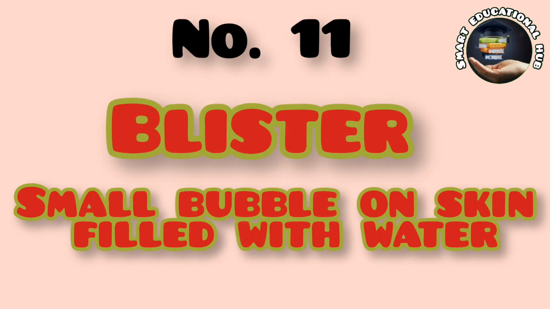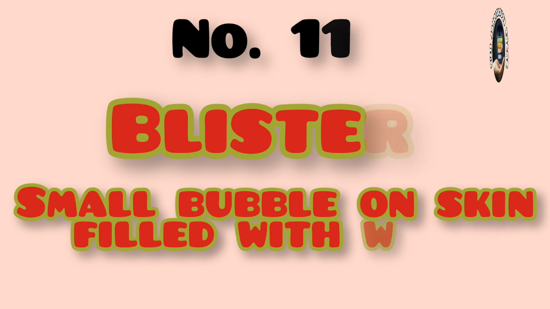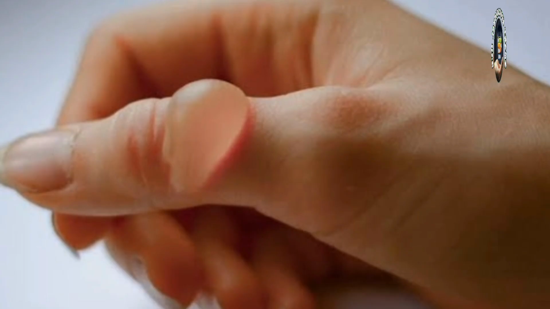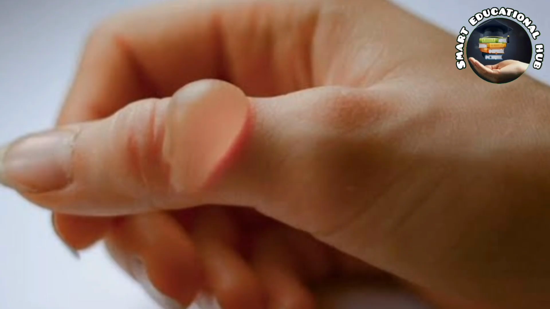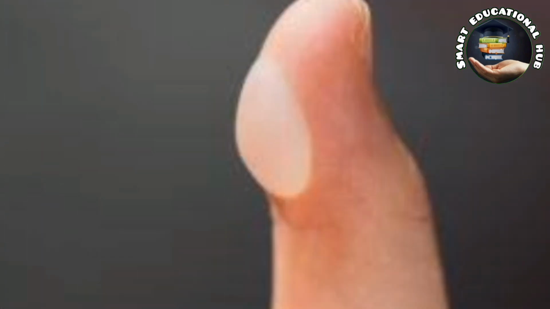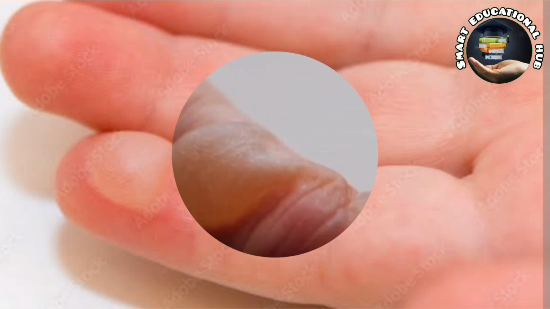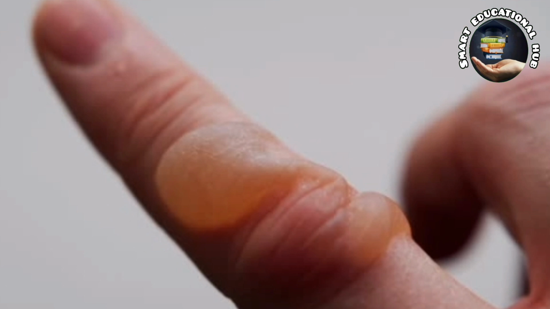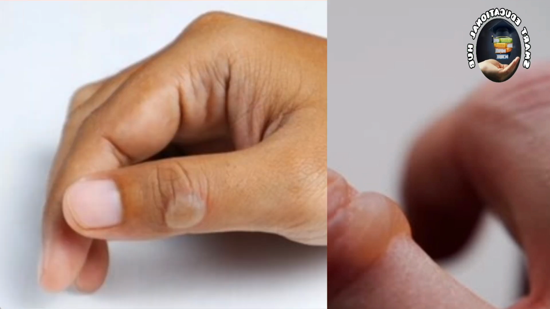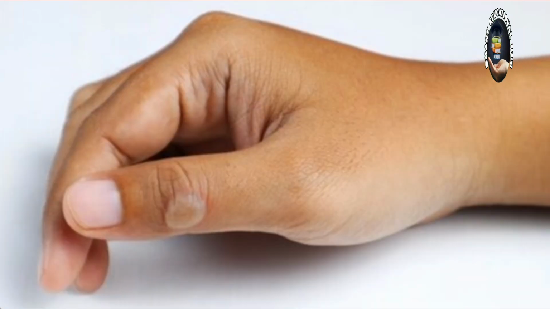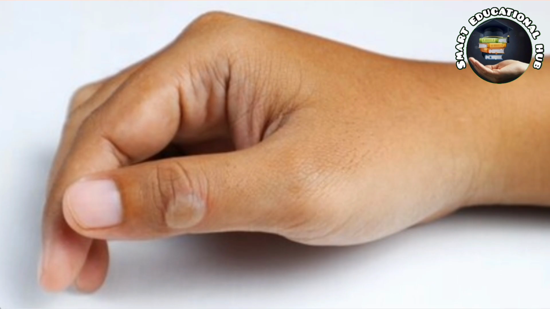Number 11, blister, a small bubble on skin filled with water. A blister is a small bubble on the skin filled with clear fluid. It usually forms when the skin is rubbed or burned. One of the most common causes is wearing tight shoes that rub against your feet. If a blister does break on its own, the area should be cleaned gently and covered with a clean bandage. Most blisters heal on their own in a few days.